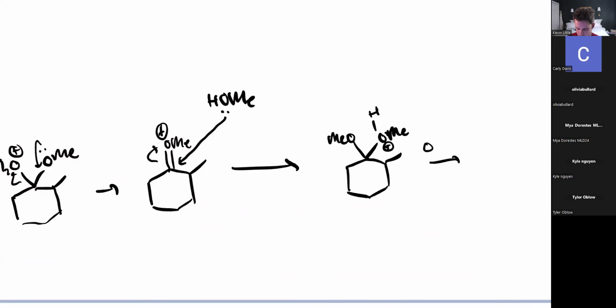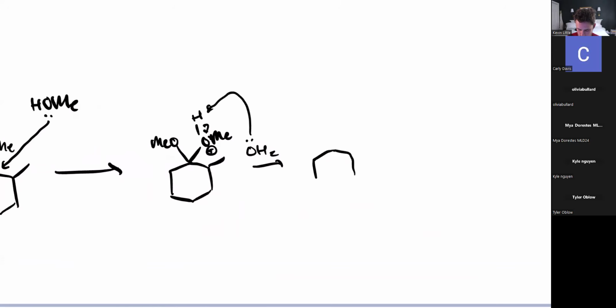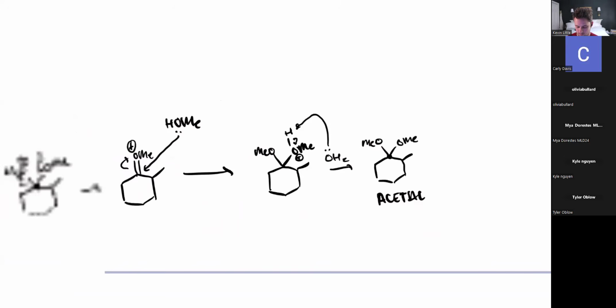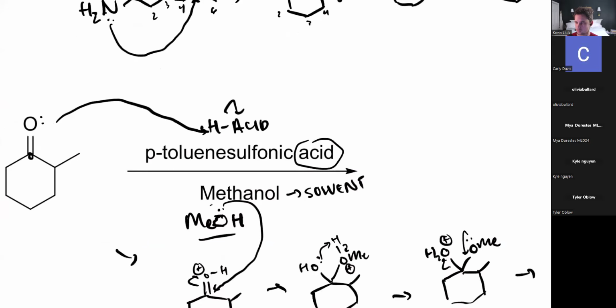Then I can use that water that I generated earlier to take that proton, and I end up here. This is my product. I recognize this as an acetal, as I've got two alcohols that are attached to the same carbon. So this is an acetal formation. So that's how I'd think about that. That's how I'd cut through some of the complexity of this stuff and see what's important.